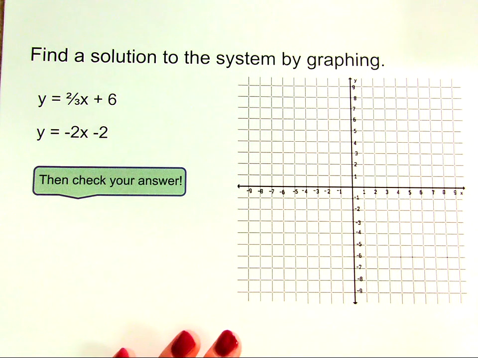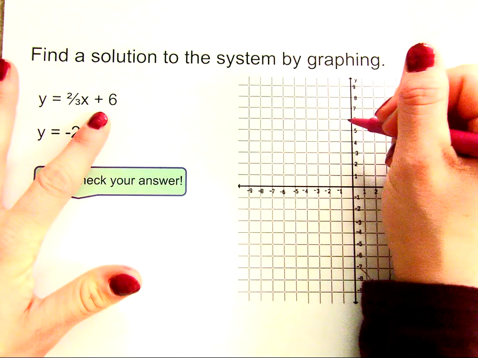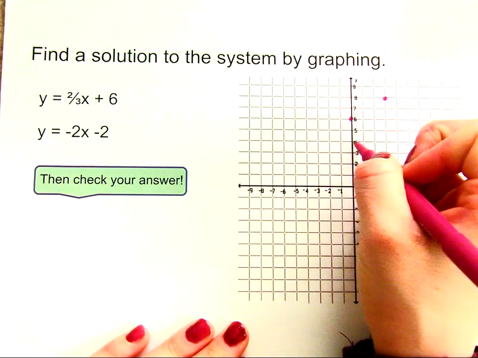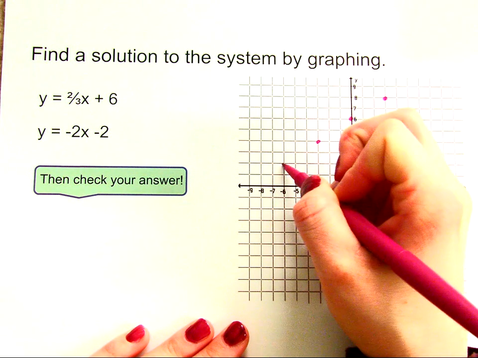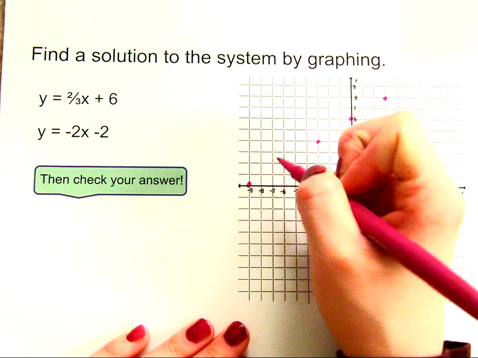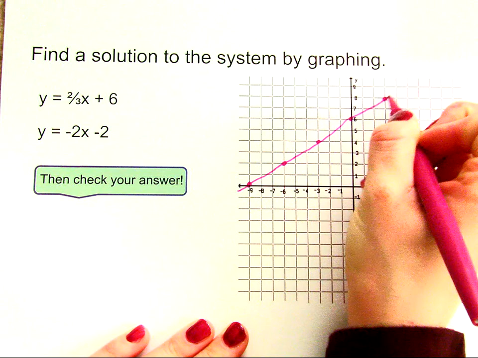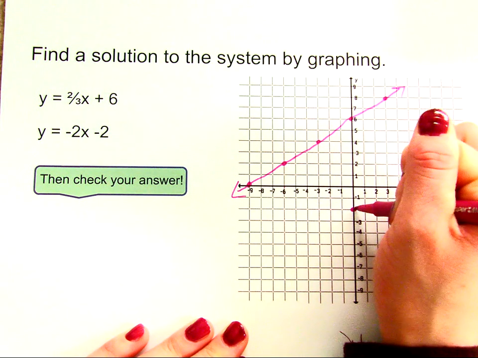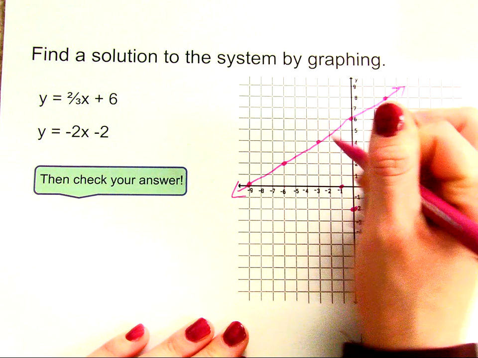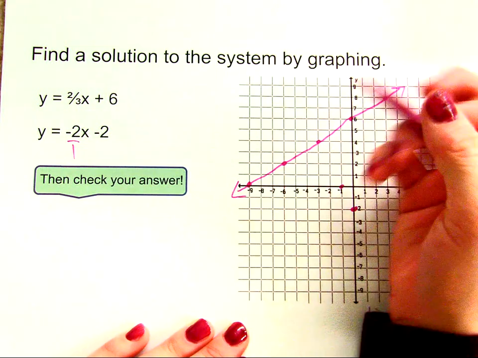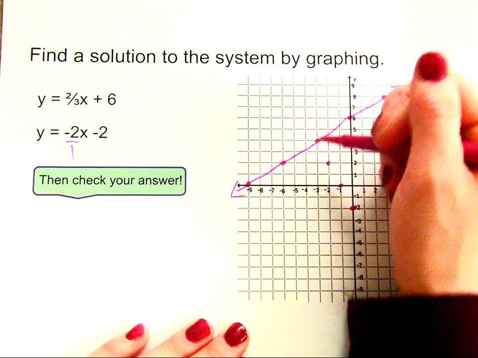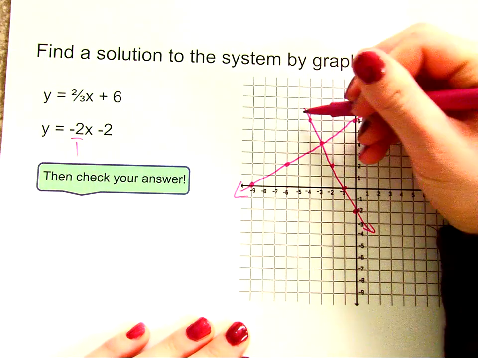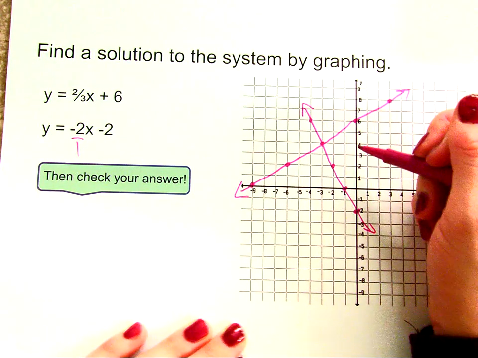So my first equation here has a y-intercept of 6, slope of positive 2 over 3. And then the second equation, y-intercept of -2, slope of -2. So remember that's -2 over 1. So I found my point of intersection there: (-3, 4).